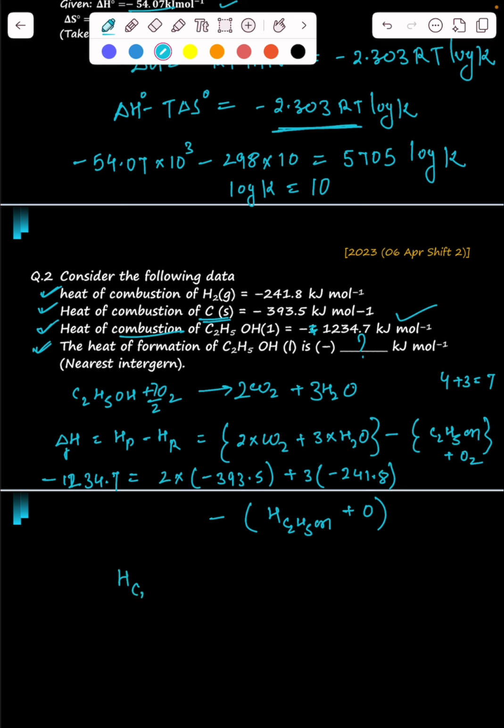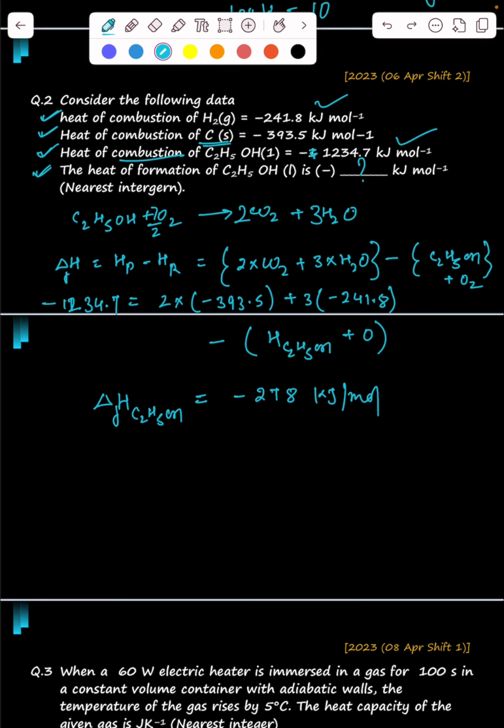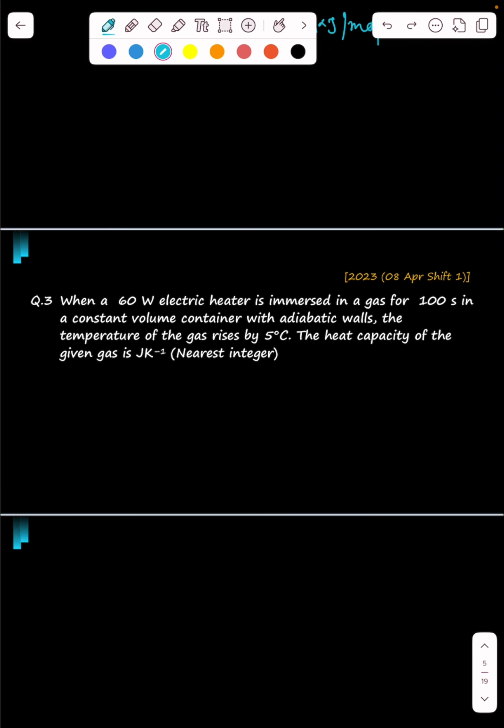You will get the H of alcohol formation, that would be equal to minus 278 kilojoules per mole. You will get it because every unit was in kilojoules, so your answer also will be in kilojoules, right? So simple formula, just HP minus HR. Okay, let's move to the next question.